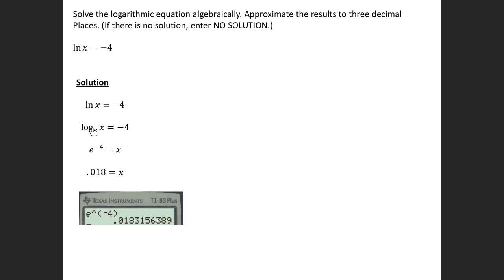I can convert it into an exponential. And my base of my log becomes the base of my exponent. The answer of my log becomes the exponent for my base, and the input of my log becomes the answer of the exponent. So here we have e to the negative 4 is equal to x, and when I plug that into my calculator, it has 0.0183. Again, because they want us to round to 3 decimal places, I look at the 4th place value. It's a 3, so it's less than 5, so my answer is just 0.018. Okay. All right.